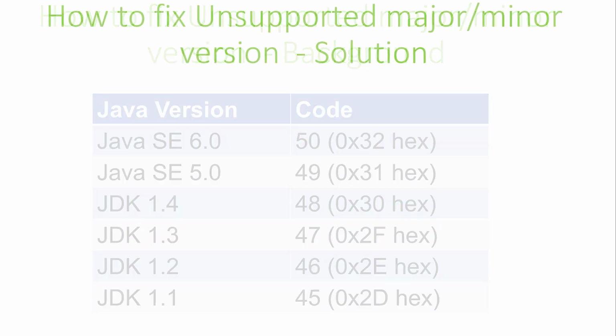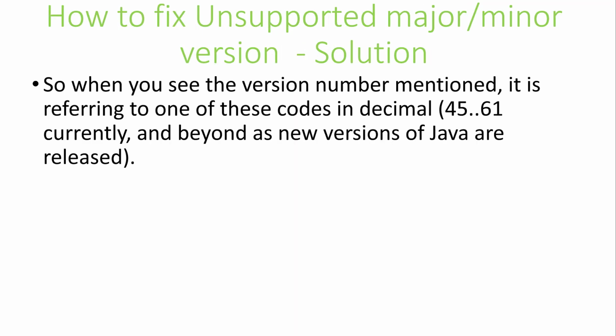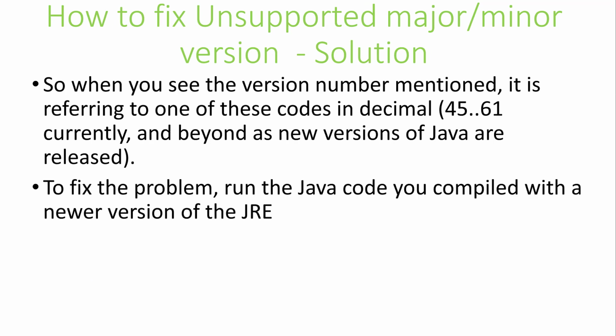When you see the unsupported error message, the version mentioned always refers to one of these codes from 45 up to 61. As new versions of Java are released, that number will increase. Note that when the error message is displayed at runtime, it always uses base 10 notation. So how can we fix this problem? We need to run the code with the version of the JRE equal to or greater than the version used to compile the code. Let's take a look at some code now and see how we can reproduce this error.